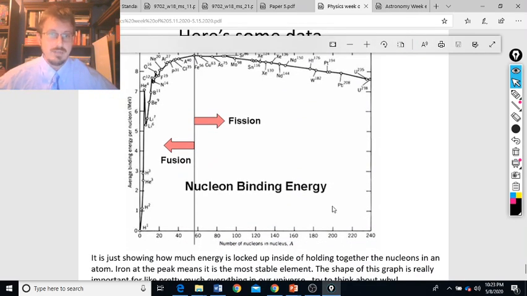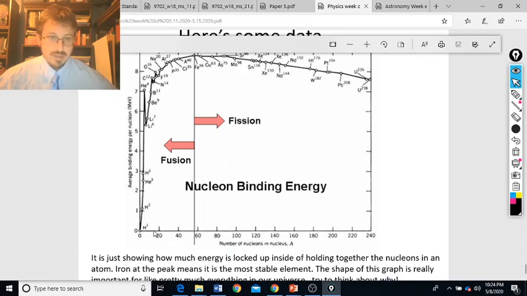Speaking of fusion, this graph right here, this is just some data, and maybe goes beyond the scope of both the learning objectives related to the ACE physics course and the physics honors, but I think it's really important. Okay, so here's some data, and it's just a plot that's showing the number of nucleons in a nucleus.